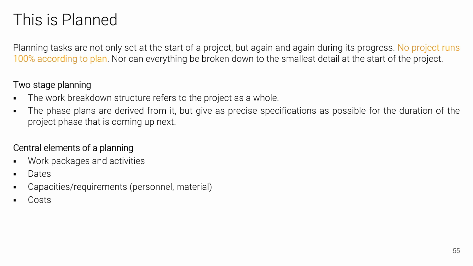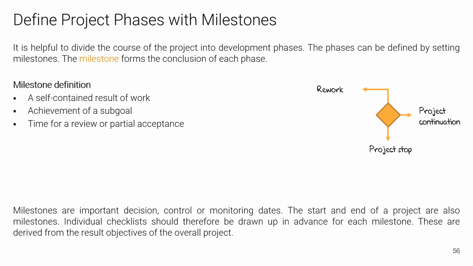Now let's create a two-step plan. We'll start with a work breakdown structure, looking at the project as a whole, and then we'll get into the phase plans that come out of that. When we make such a plan, central elements are the work packages and activities, times, capacities, and costs. We have just talked about project phases, and very typical in this context is the term milestone. These milestones describe the completion of a phase, so to speak.